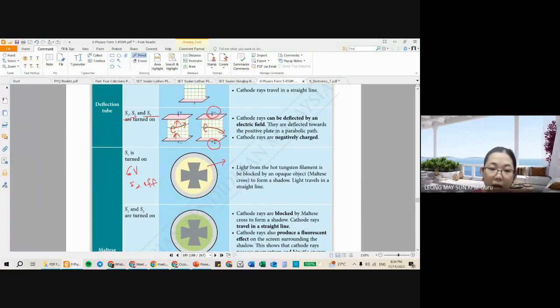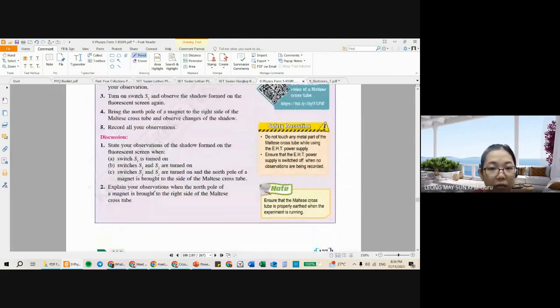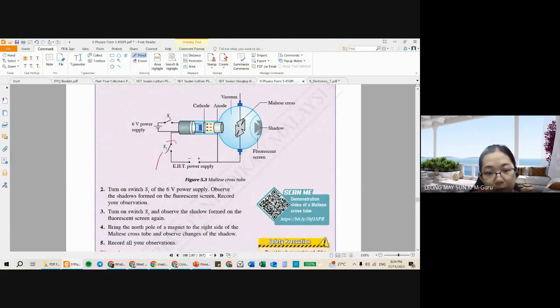But when you switch on S2, reminding you guys, S2 is actually here, the accelerator between the anode and the cathode. So S1's main function is only to release the electrons from the filament. S2's main purpose is to accelerate the electrons. It's for acceleration. When it accelerates, it will hit the screen.